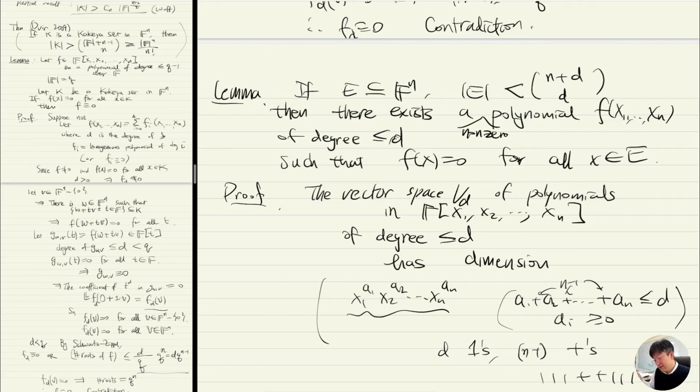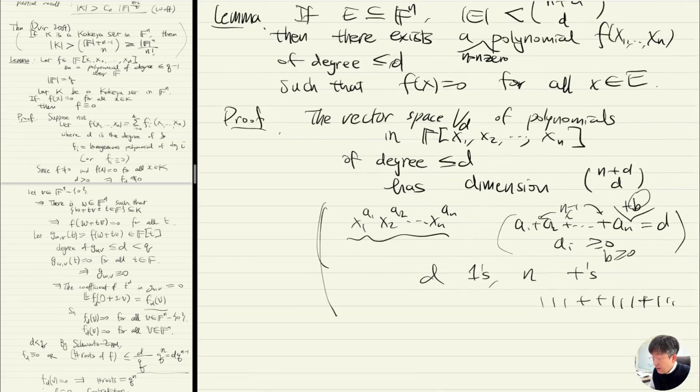But it's at most d, so how do I fix it? Let's add one more parameter, b. Then I have n pluses and d ones, and b can also be 0. So the number of solutions of this equation is the number of ways to select the monomials of degree at most d, and that is n plus d choose n, or d, the same thing.